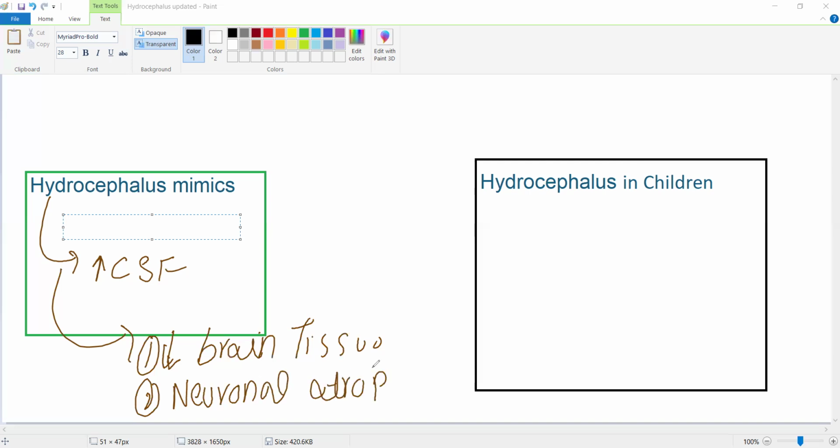So can anybody tell me the condition which leads to this kind of picture? This is also known as ex vacuo ventriculomegaly. Yes, exactly, ex vacuo ventriculomegaly.